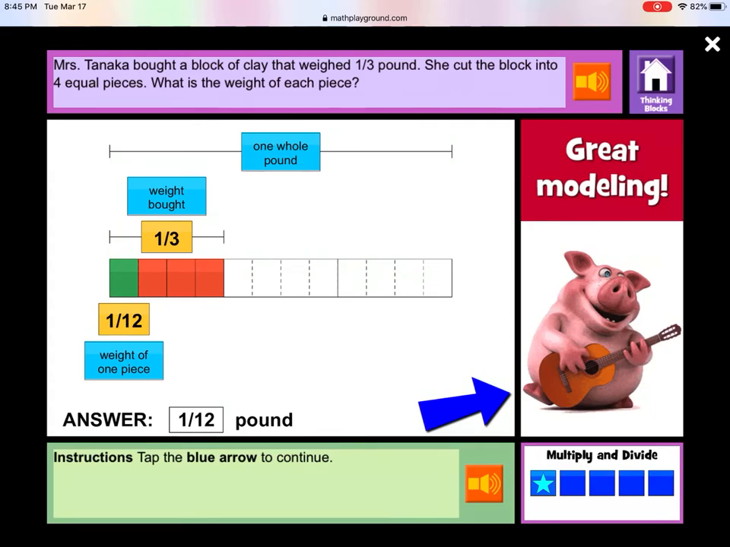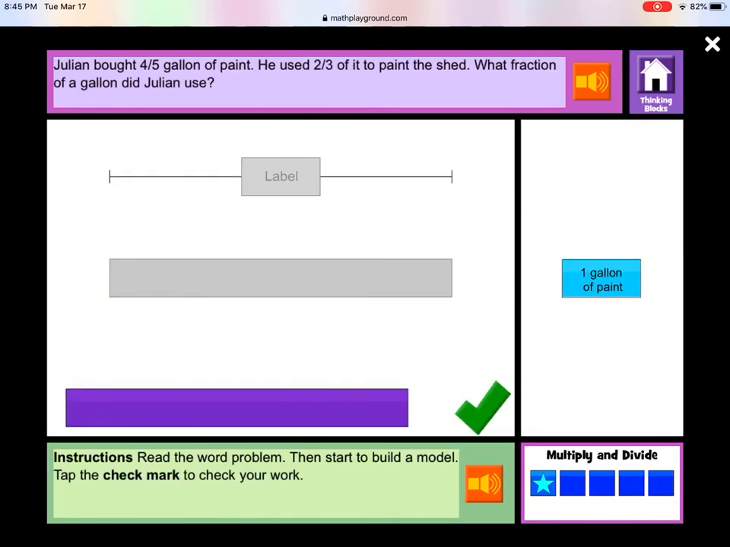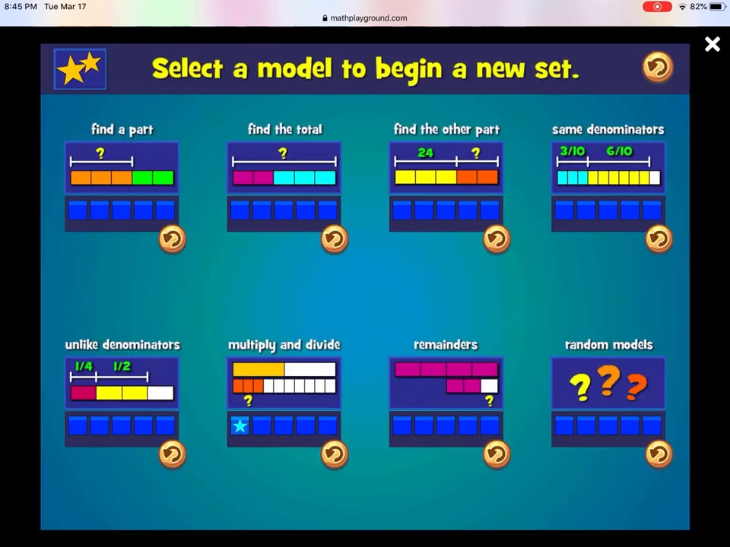So I'd encourage you, I'm going to hit the Thinking Blocks up in the top right corner here. You could hit the arrow to go to the next problem, or the Thinking Blocks in the top right to get you back to our menu here. It was multiply and divide that we're working with. I'd suggest practicing these so you're geared up and ready to go when we get started with our next unit.